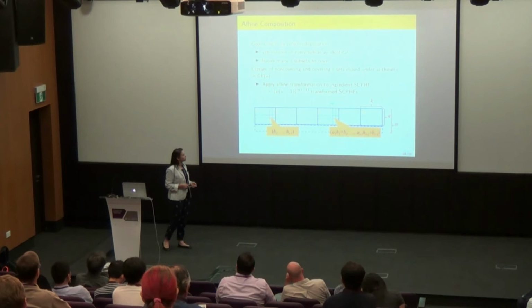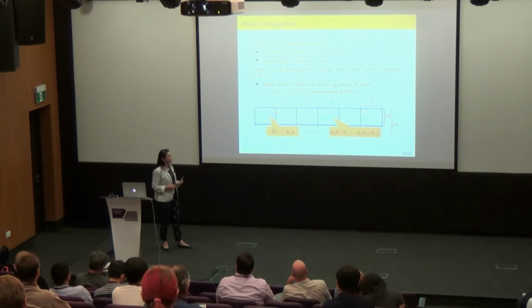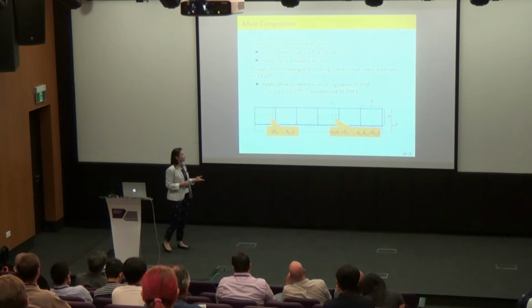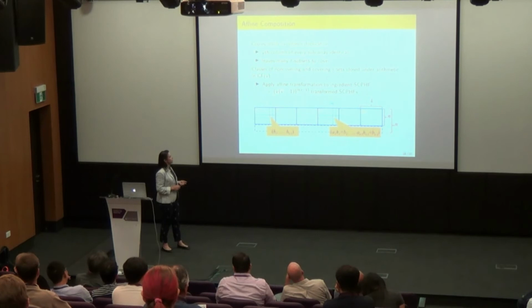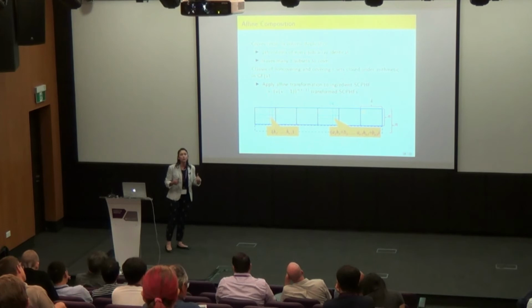So we can apply affine transformations to the ingredients to get these transformed shared covering perfect hash families. And each one is still a covering perfect hash family, which is fantastic. And given one ingredient, we can make V times (V minus 1) to the N times (T minus 1). So we can reduce a lot of duplication by applying an affine composition.